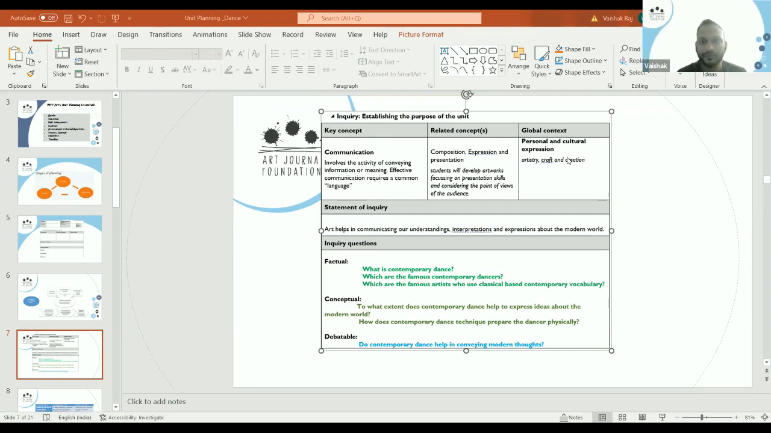Try color coding if you want. That means communication, you can put one color, related concept, and you can say, if I start here, I can color code communicating, interpretation, expression. So expression leads to the global context. Interpretation, we are talking about the related concept. Communicating, I'm talking about the key concept. I can color code it also.